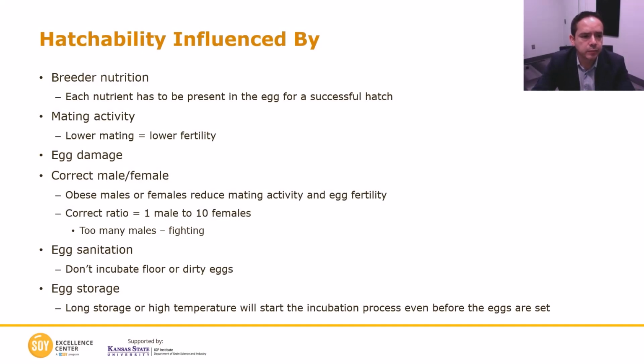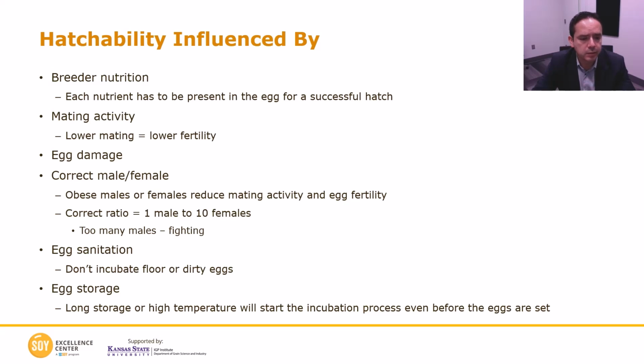Hatchability is going to be influenced by breeder nutrition, so each nutrient needs to be present in the egg for a successful hatch. So it's important to pay attention to feed formulation and the breeder's nutrition. The mating activity also is going to influence hatchability. If there is a lower mating activity, then it's going to be lower fertility and lower hatchability.